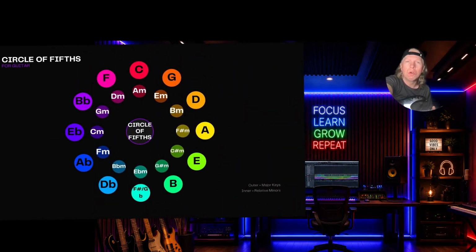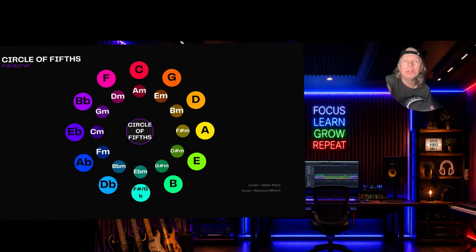Right here, these are all the keys for the circle of fifths: C, G, D, A, E, and B. And then when we go to the other side, it's called a circle of fourths, but we're just talking about the circle of fifths. So you got the major key of C, major key of G, the major key of D, the major key of A, the major key of E, and the major key of B.